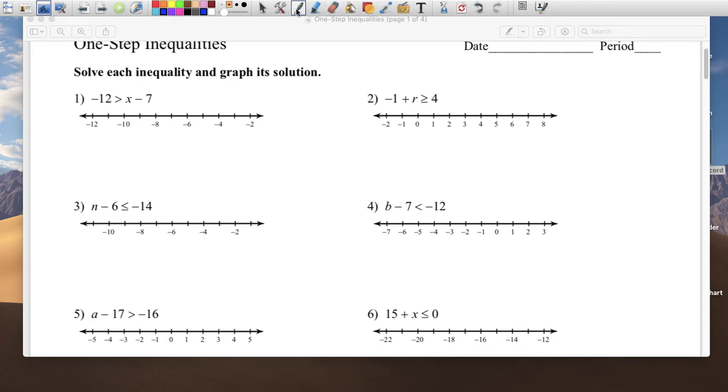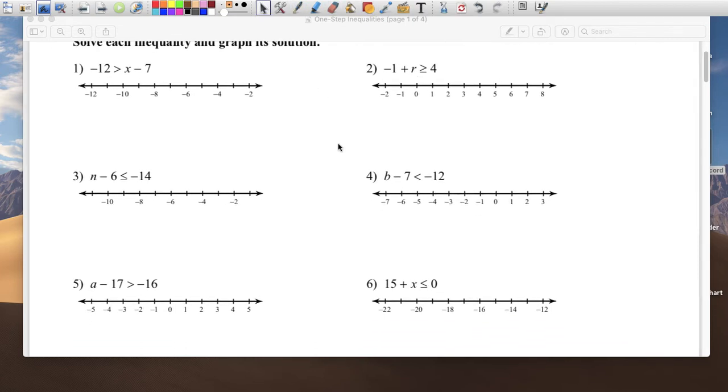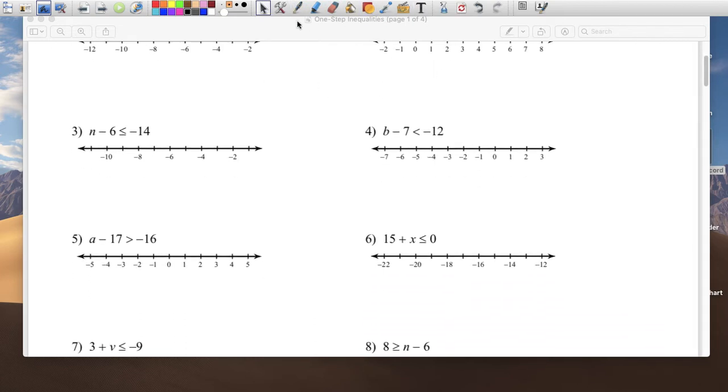I'm going to pick and choose a couple here and there. Let's do number 3. So I'm going to do it over here, actually. n minus 6 less than or equal to negative 14. Do a little story over here. My variable is n. Minus 6 is being subtracted. Less than or equal to negative 14. So the inverse operation I'm going to do is plus 6. And that's all I have to do.